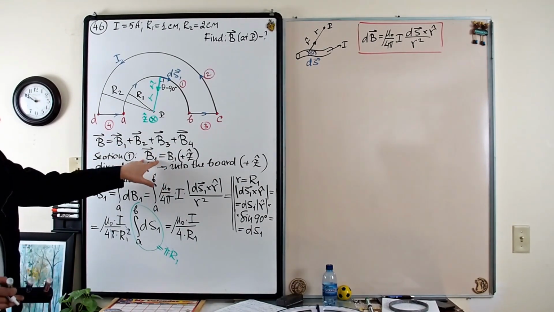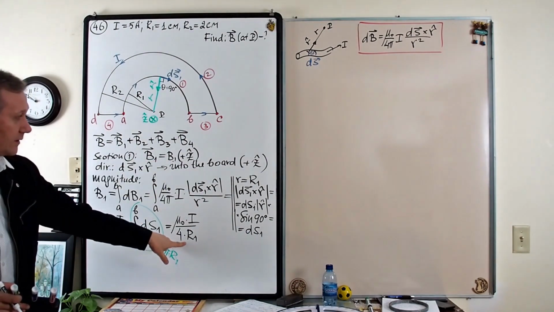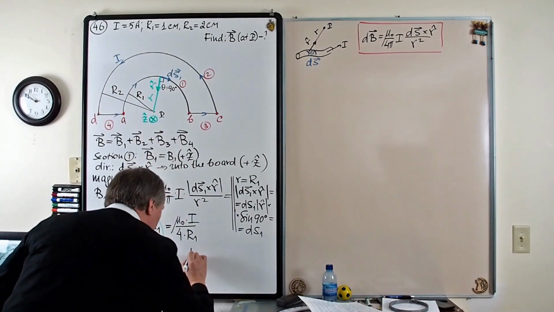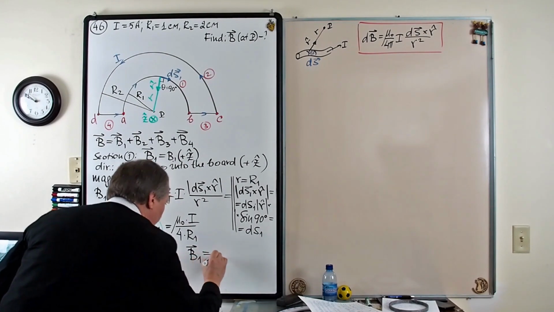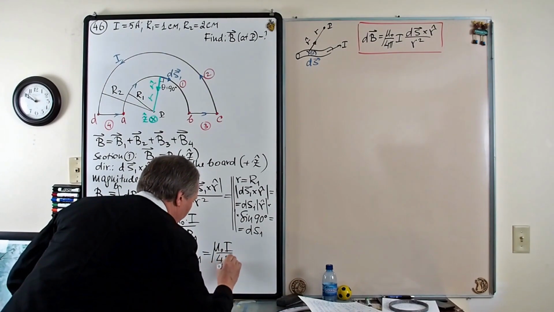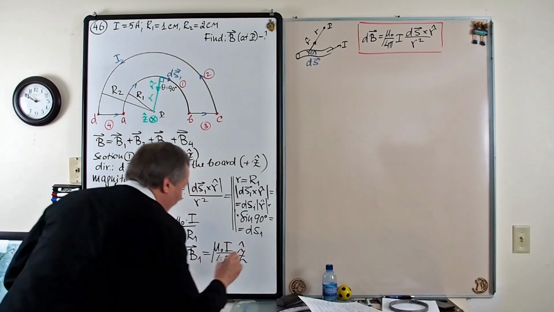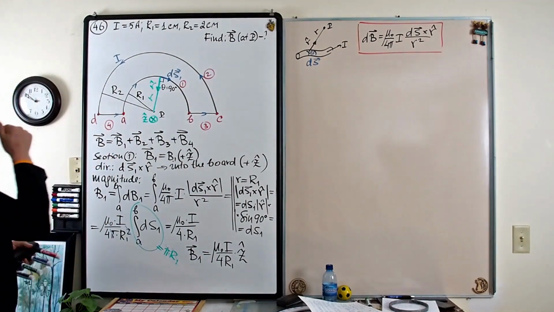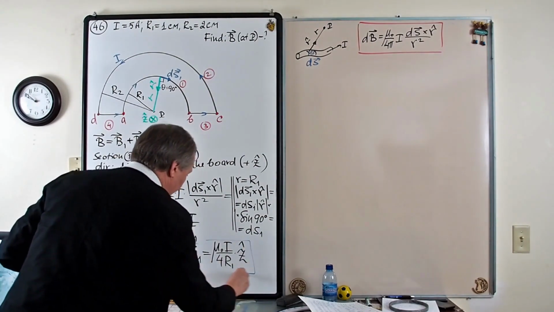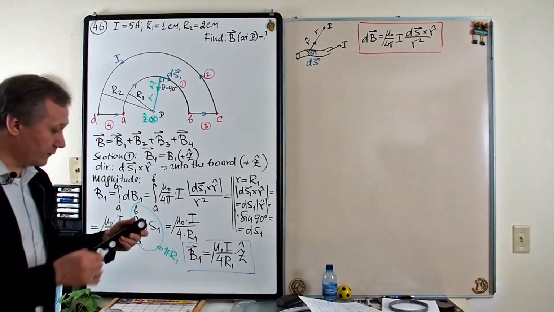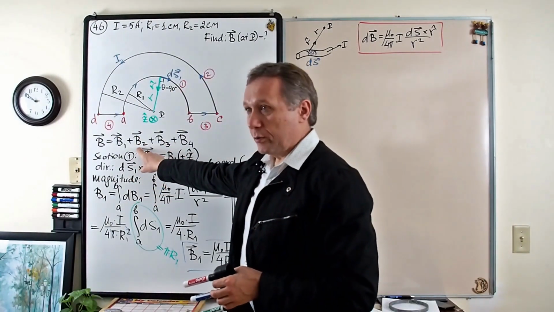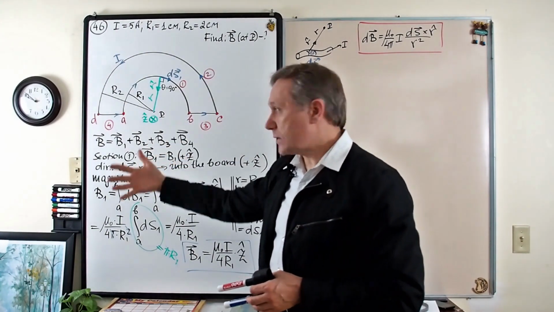Right? So I can now write the vector B1 just by multiplying this by z. So B1 vector equals mu naught times I divided by 4 r1 in the z hat direction. So that's our first term in the value of this magnetic field. Right? Okay, so we found it for the first one. Now, very similar, we're going to take care of B2, then B3 and B4, one step at a time.